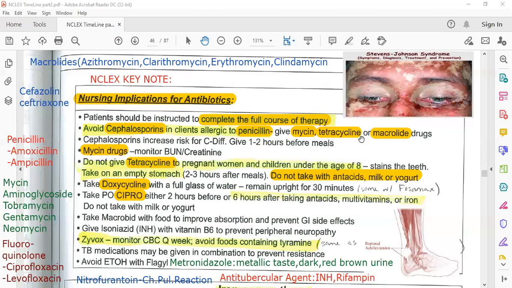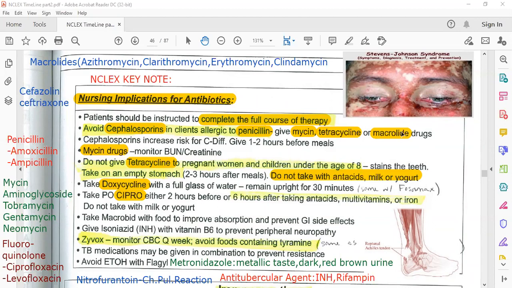What is mycin? Mycin is a group of drugs like the aminoglycosides: tobramycin, gentamicin, amikacin, neomycin, all together we call mycin. So if my patient has a cephalosporin or penicillin allergy, you give them an aminoglycoside, gentamicin or neomycin, or you give them tetracycline or doxycycline, or even we give them a macrolide.